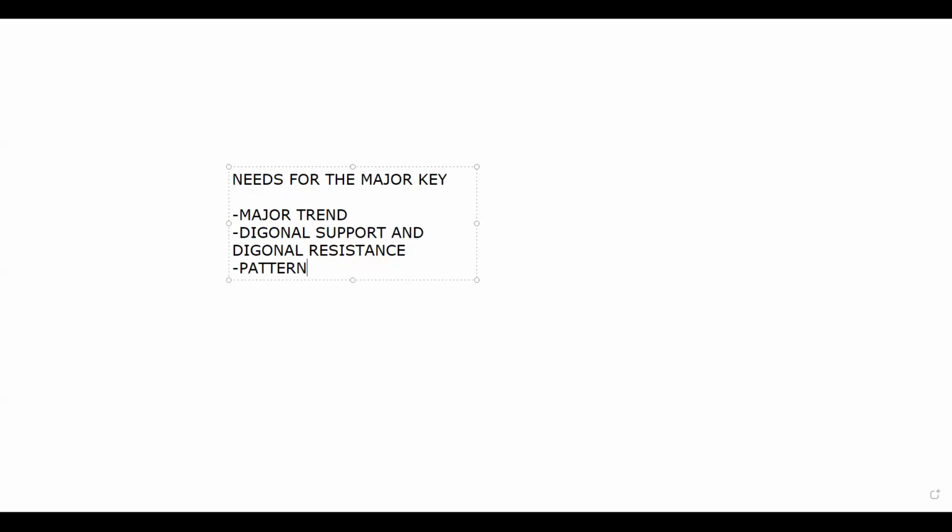But you don't need to force it. I have taught this strategy to most of my students, and they're killing it, understand? But the key part is that if you don't have the major, you don't have the major key. That's when the problem comes.